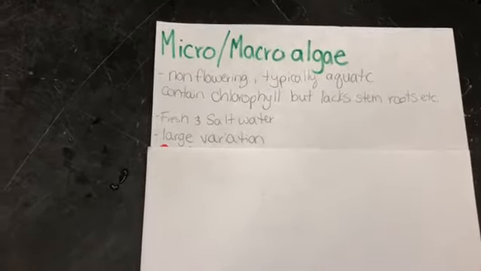There are three major colors for the macroalgae we're going to be talking about today, and they all absorb different amounts of light, and that's why they are shown as different colors. So we have red, we have brown, and we have green.